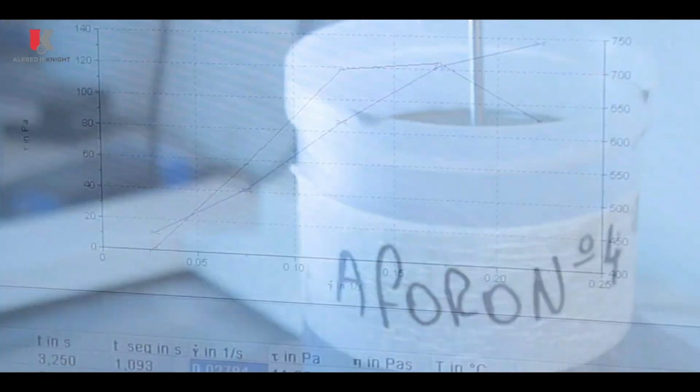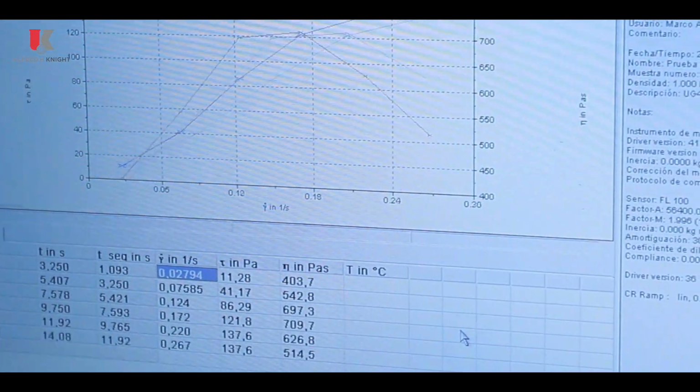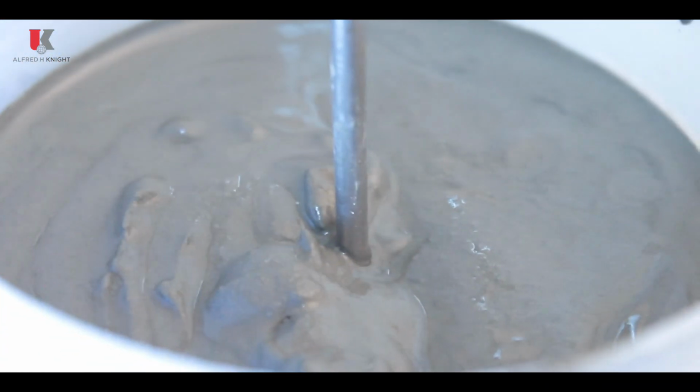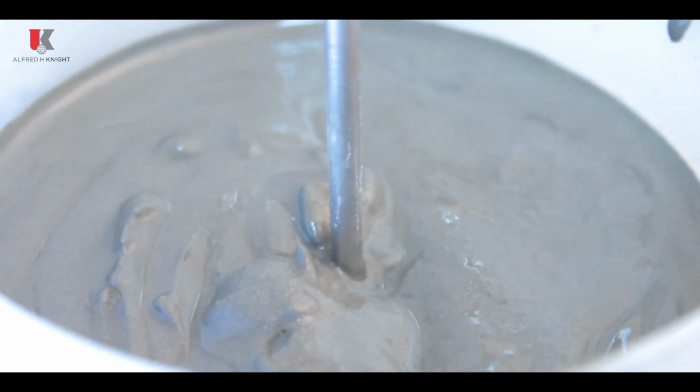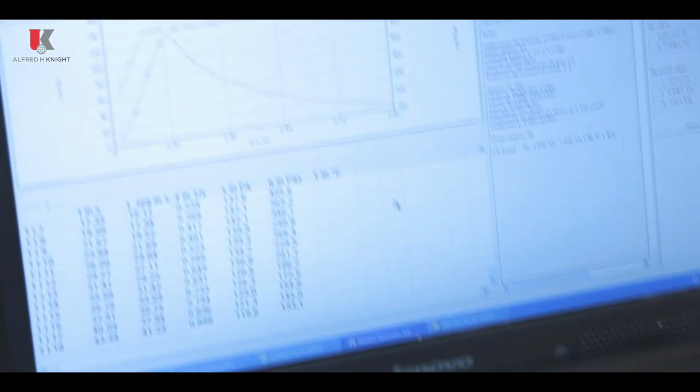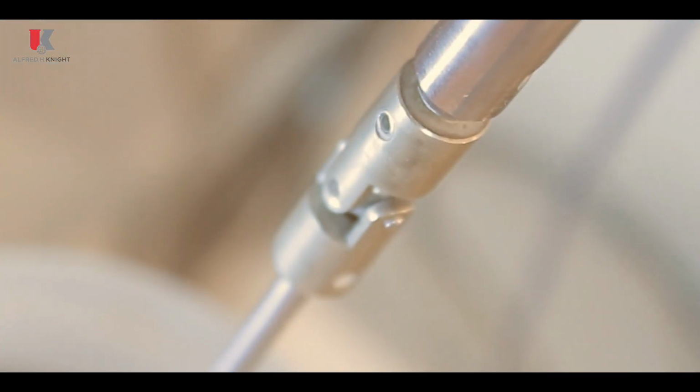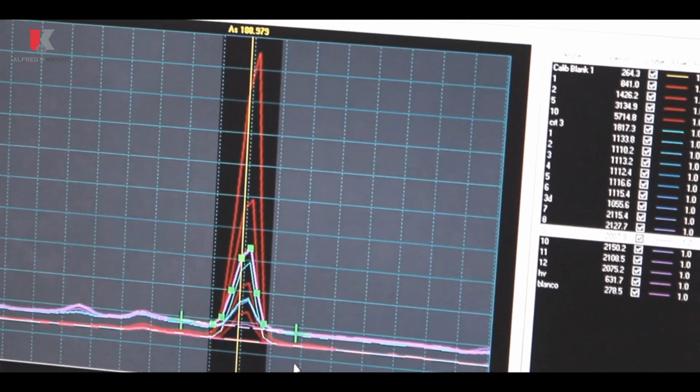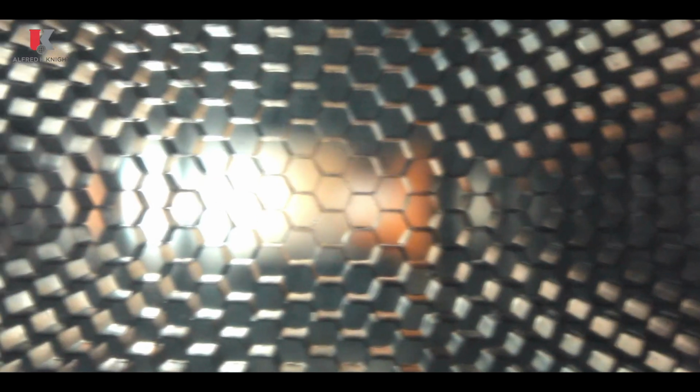Rheology. This test allows to determine the shear stress and viscosity for a particular tailings, subject to different conditions of thickening, deposition, and/or transport, such as solids concentration, flocculant dosage, shear thinning, among others.